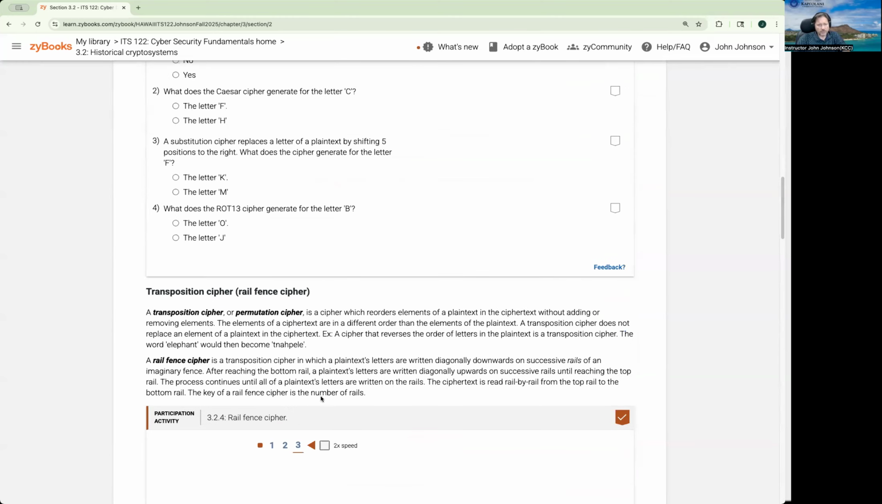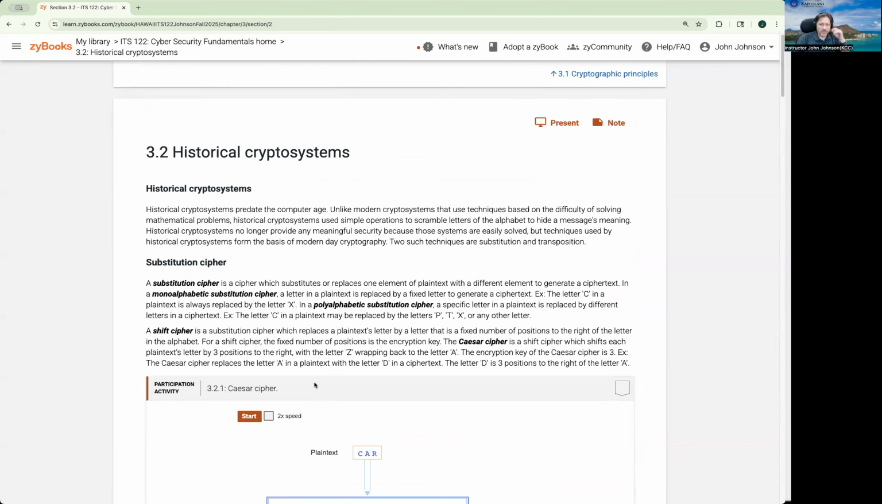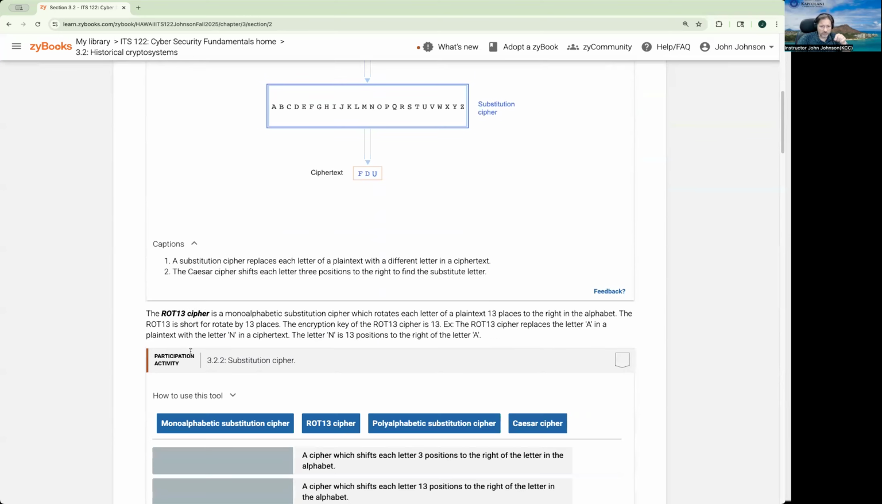But the thing to remember, let's recap this whole section again. Historical cryptosystems, remember that these predate computers. The basis for this is the basis for modern systems. So we're looking at substitution ciphers. Substitution ciphers, you've got the monoalphabetic ones where it's 1 for 1, polyalphabetic where it's 1 for many. Then you've got the shift cipher. The shift cipher is a substitution cipher because we're replacing them, but we're doing a shift of things. So the Caesar cipher is a shift of 3. ROT13 was a shift of 13.